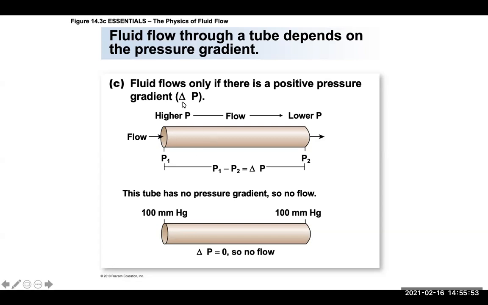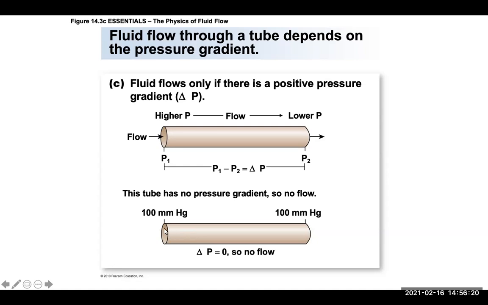So here's an example. Fluid flows through the tube, and again, it depends on the pressure gradient. Fluid only flows when there's a positive pressure gradient, meaning there's enough difference to push the fluid from one side to the other. So blood should be traveling from the left to the right over here. And again, it's higher pressure on the right than it is on the left, which is telling the blood what direction to flow.